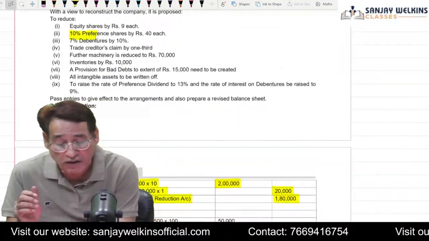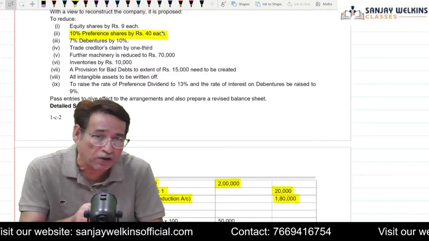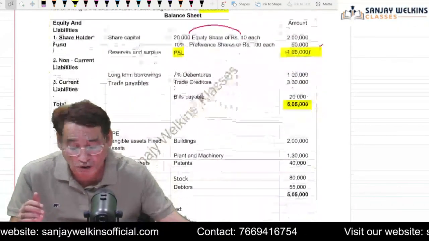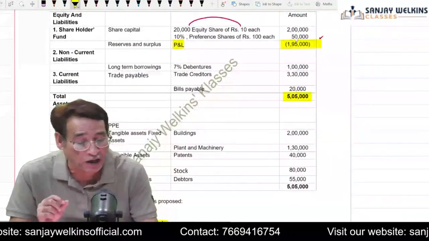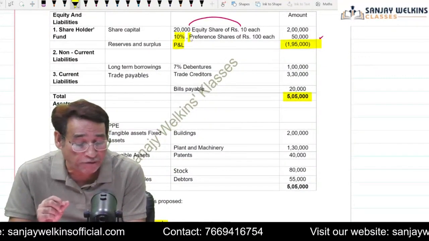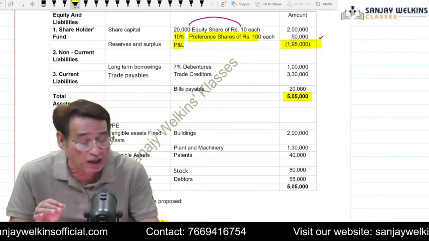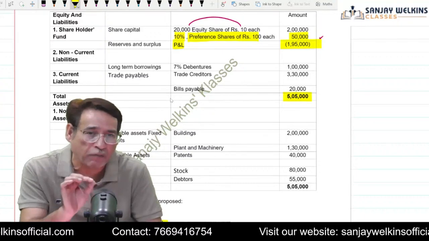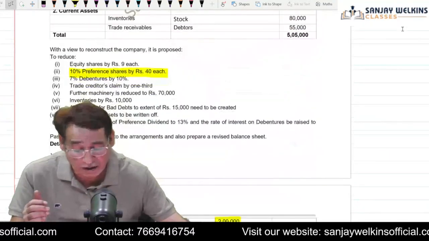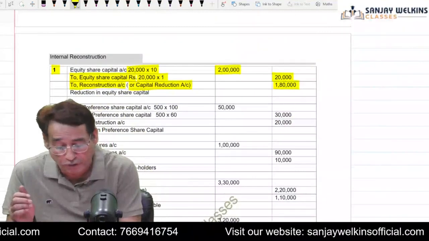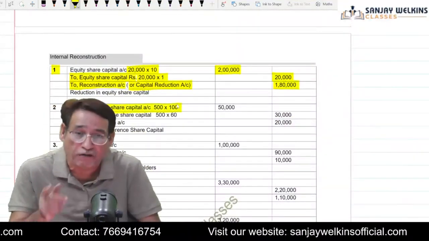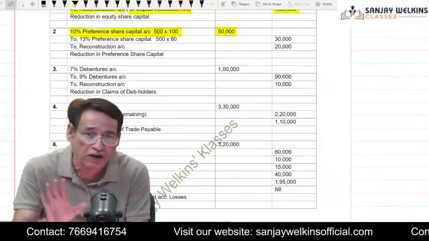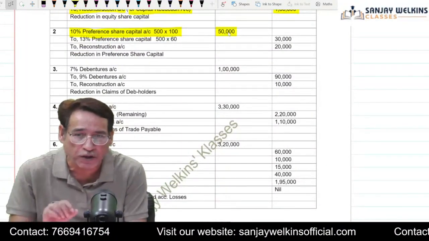Then the question states 10% preference share reduced by 40 each. That means preference share capital has been reduced by 40 each. First of all, note down the existing amount of preference share capital. As you can see, 10% preference share capital is given in the question and the total amount is 50,000. 50,000 divided by 100, it means there are 500 preference shares of 100 each. First of all, I will write 10% preference share capital 500 into 100, and the amount will be 50,000. That means the old or existing preference share capital has been cancelled.